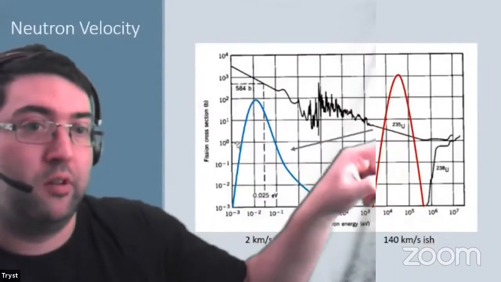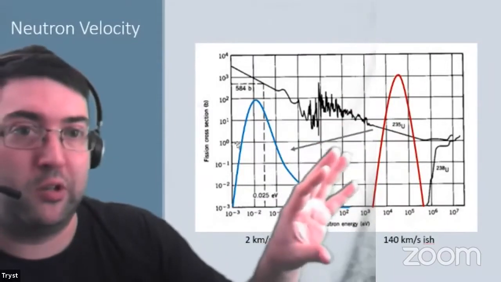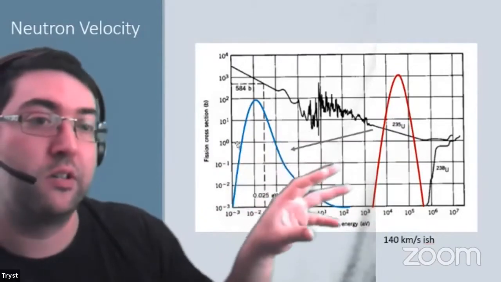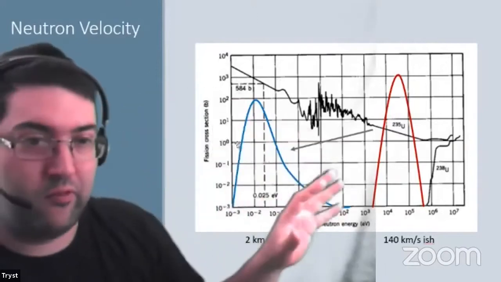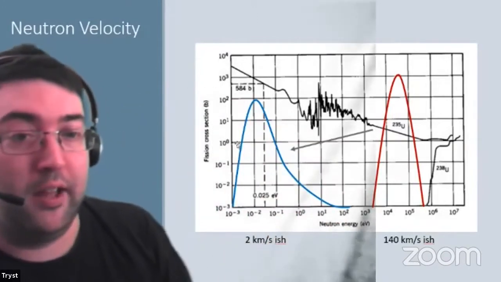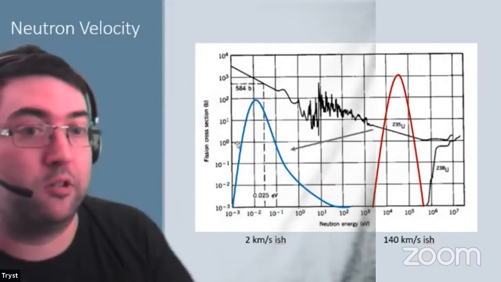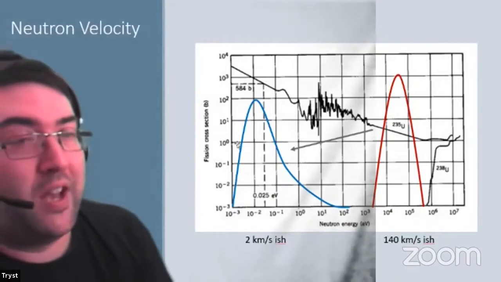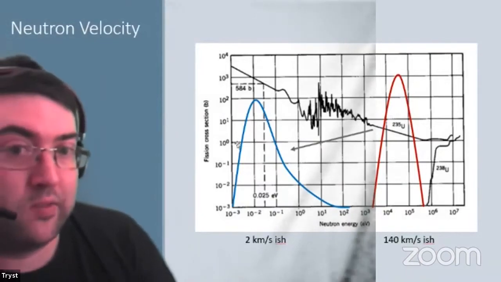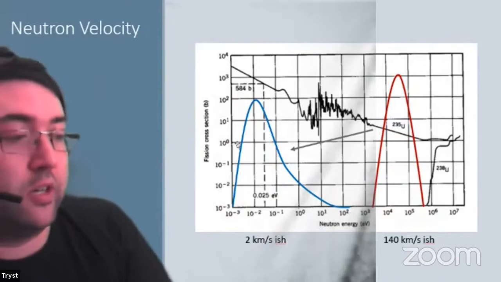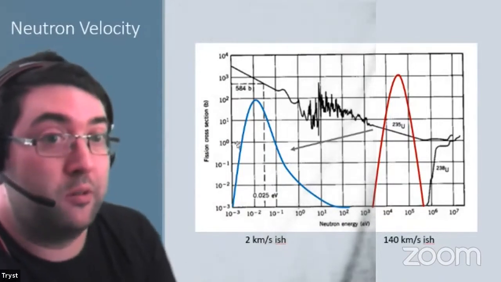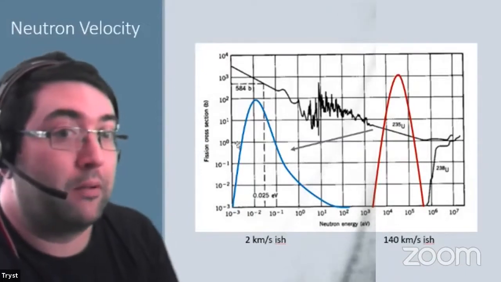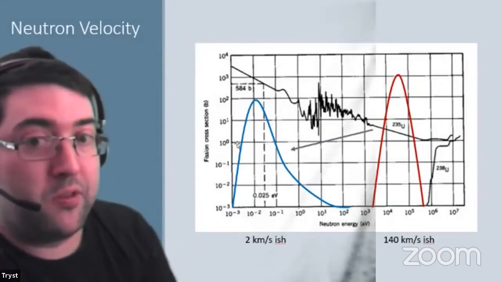This red curve represents the spread of velocities that neutrons are created at during a fission event, and they come out at about 140 kilometers per second-ish. To actually make them useful, we need to get them down to 2 kilometers per second. Neutrons don't have a charge, but they do have mass, so they don't interact with magnetic or electric fields. Literally, the only way you can slow them down is to get them to interact physically with other nuclei, to hit them and bounce off.